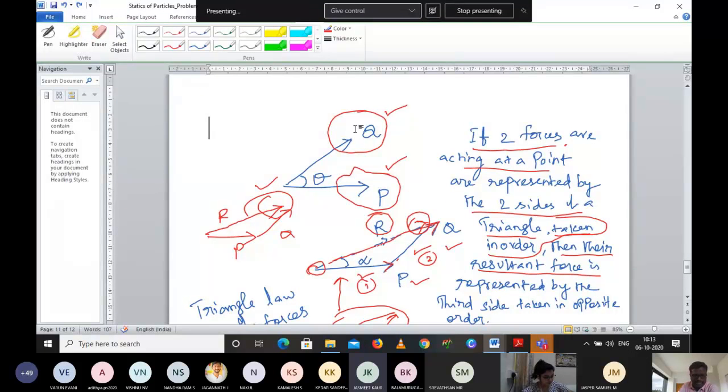No, this one we have already seen in the parallelogram law of forces. I said that in the first definition itself. This force can be replaced. We have seen this. Got it, sir. Okay, guys, so we will move to the next one.